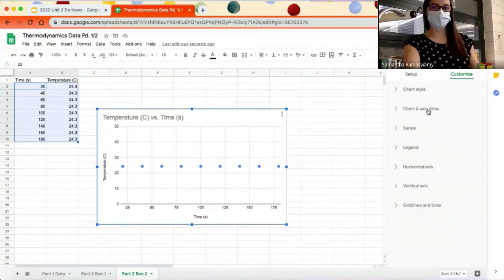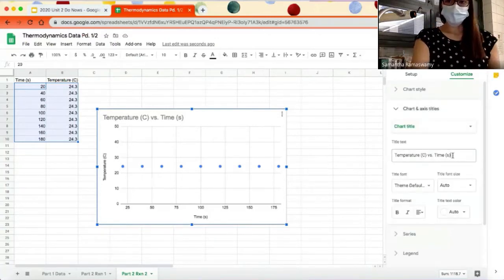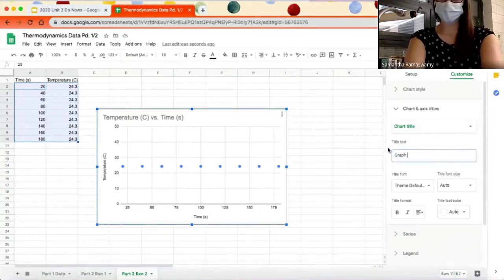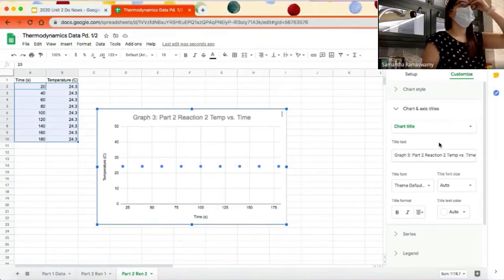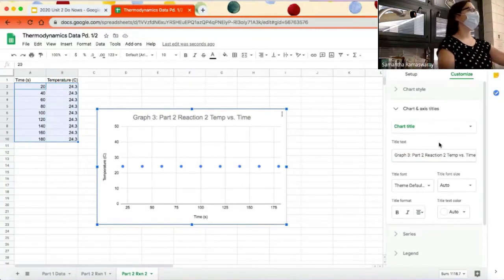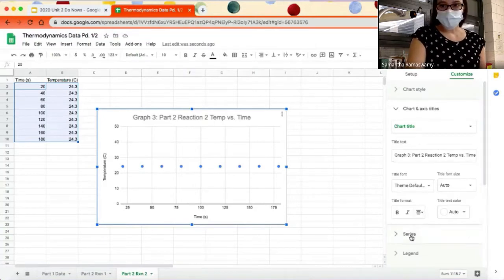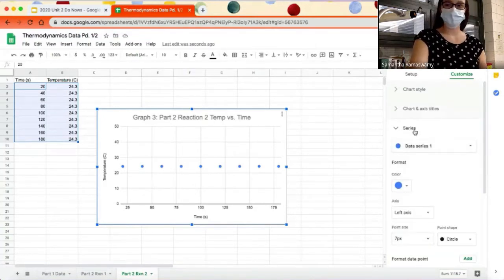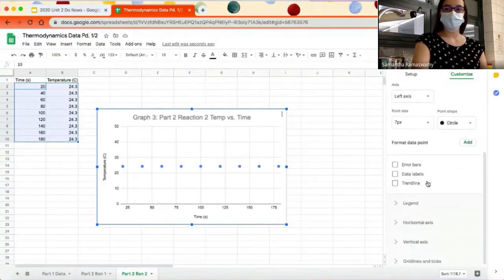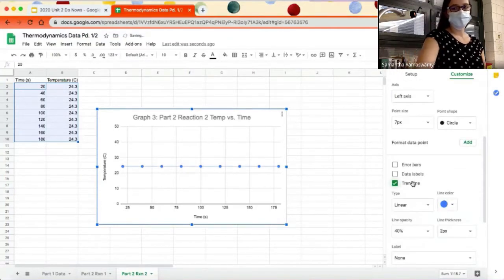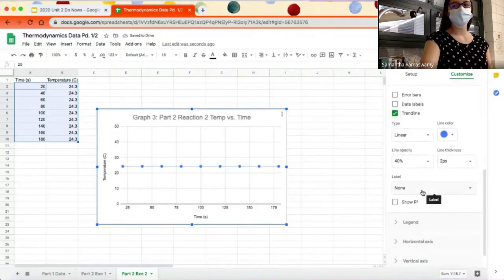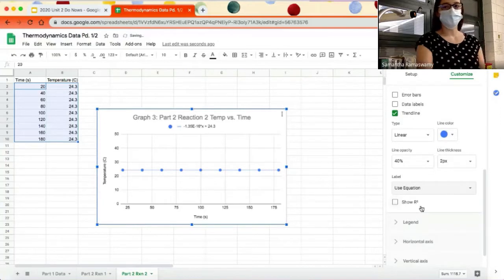So I'll start by going to chart and axis titles. So this is our third graph, graph 3, part 2, reaction 2. And the reason that we're creating these graphs is so that we're able to get the temperature at time 0 easily. It allows us to extrapolate the data. All right, so then for the series, scroll down, trend line. So it draws the line to connect all the points. For label, we'll choose use equation.